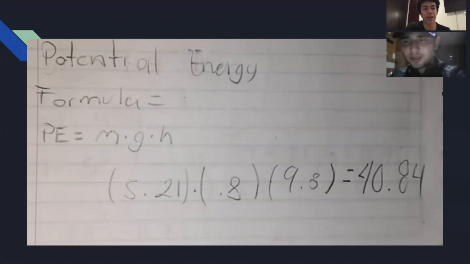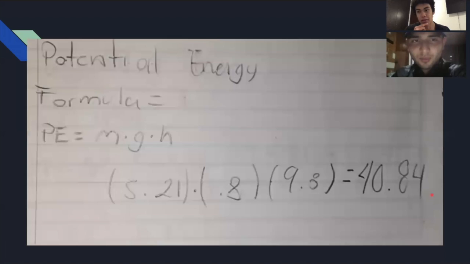Well, we have that the formula of this is mass times gravity times height. So here we can see all the values replaced, and we get to this result, which is 40.84. So let's see if our mate can continue with the explanation.